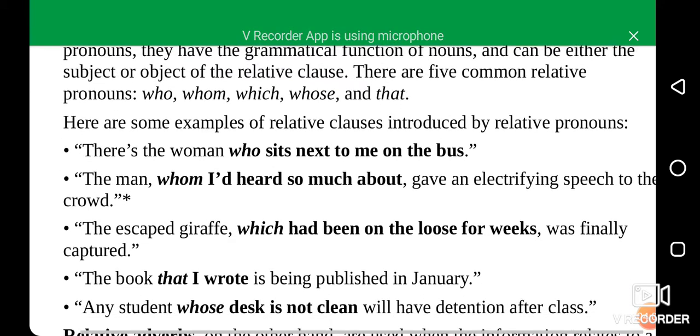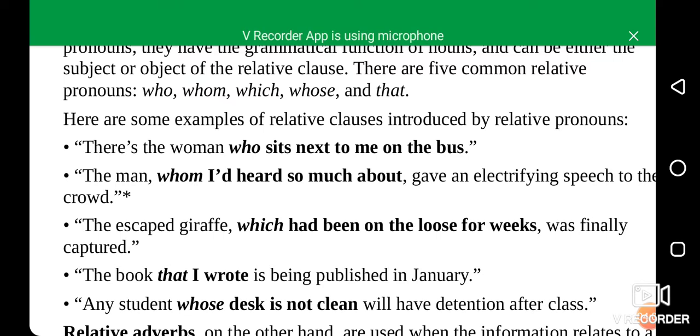Now coming to the other sentence: the man whom I had heard so much about gave an electrifying speech to the crowd. Now, he is talking about the man about whom he had heard something. So, whom I had heard so much about is an adjective clause. It's a relative clause because it starts with whom, that is a relative pronoun. And the man is the noun about which the description is given in the form of a relative clause.